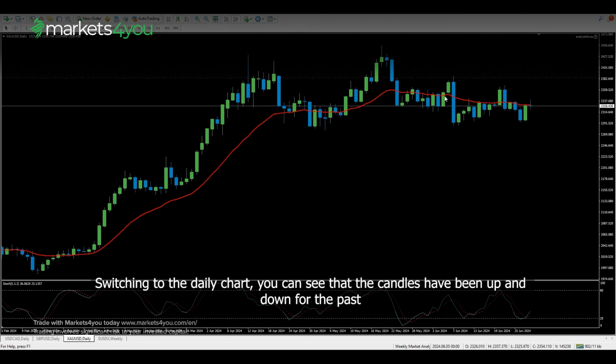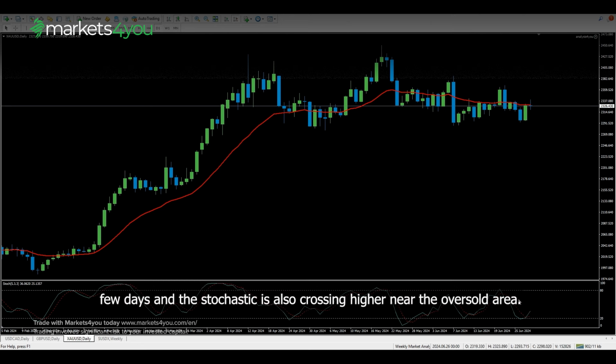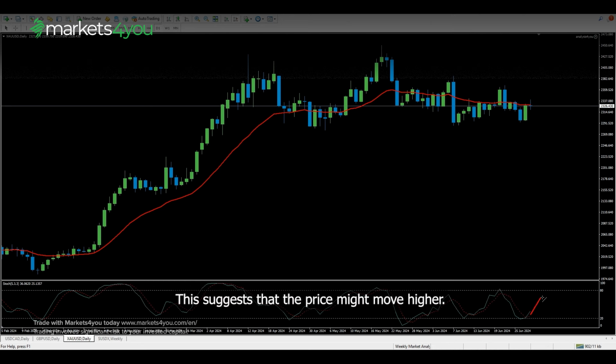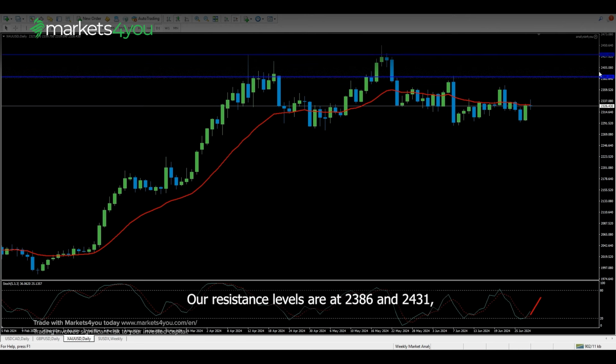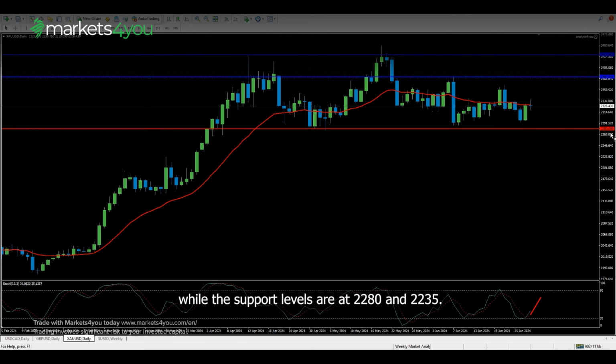Switching to the daily chart, you can see that the candles have been up and down for the past few days and the stochastic is also crossing higher near the oversold area. This suggests that the price might move higher. Our resistance levels are at 23.86 and 24.31, while the support levels are at 22.80 and 22.35.